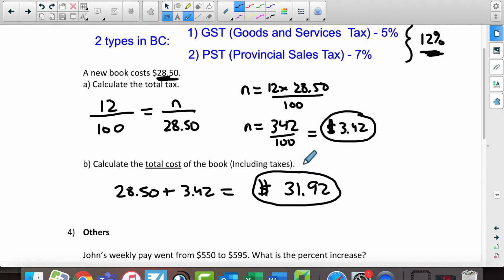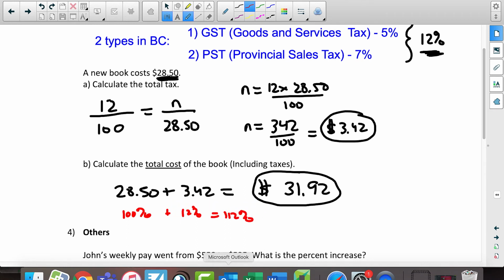Hey, I have a question for you again. We did that in 2 steps. Can you think of how you would have gotten this $31.92 in 1 step? Well, this $28.50 was what percent of $28.50? I know that's ridiculous, but $28.50 is what percent of $28.50? That is 100%. We basically paid 100%, and then this 342 was what percent? That was 12%. So we're basically paying 100% plus the 12% for a total of 112%.